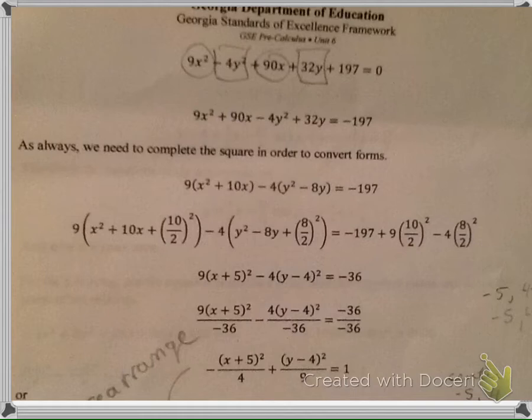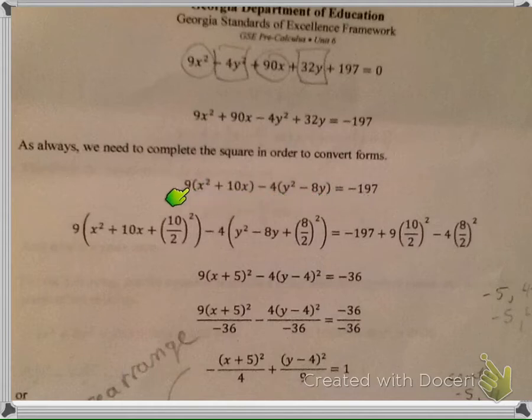Okay, so now what we're going to do is we're going to factor out from the 9x squared and the 90x a 9. Well, 9x squared divided by 9 and 90x divided by 9 gives you 9 times the quantity x squared plus 10x. And then up here we can take a negative 4 out from both of these terms, and so that's going to give me negative 4 times the quantity y squared minus 8y. And then nothing, of course, is being done here.